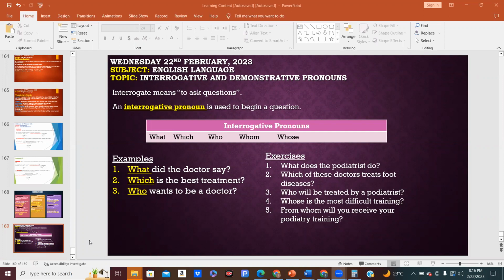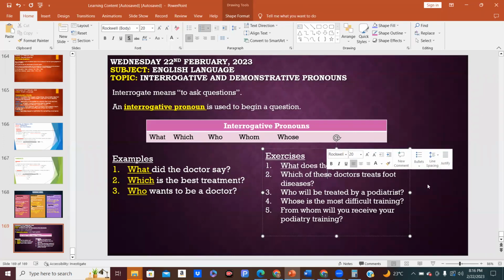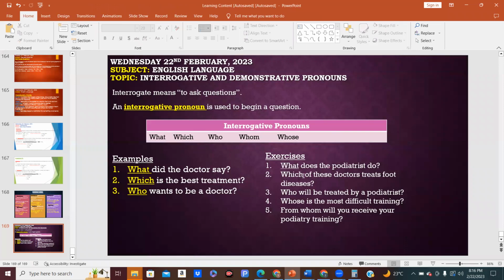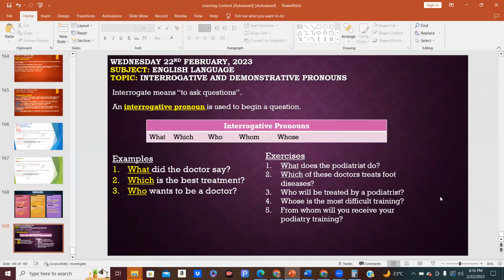All right. So, anyone want to help you with number one? What is the interrogative pronoun for number one? Very good. For number two, what is the interrogative pronoun? Which. Definitely. For number three, what is the interrogative pronoun?